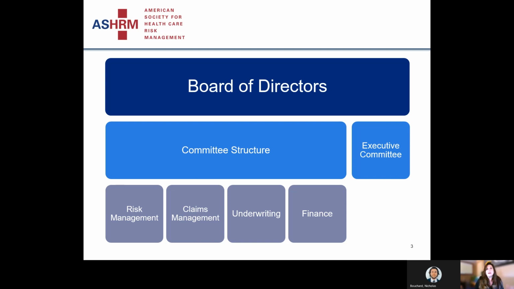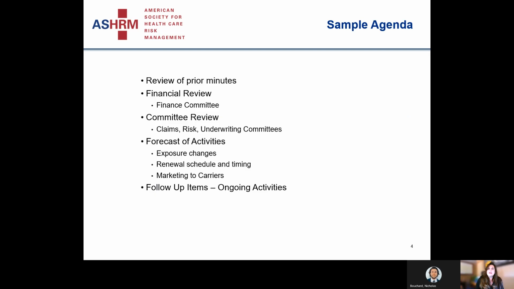And you can talk about things like risk initiatives and trends, those things that may get lost in the claims conversations. We'll want each of these committees to have their own meetings periodically during the year and then get together for the big annual meeting. So for that annual meeting, what we have here is a sample agenda.